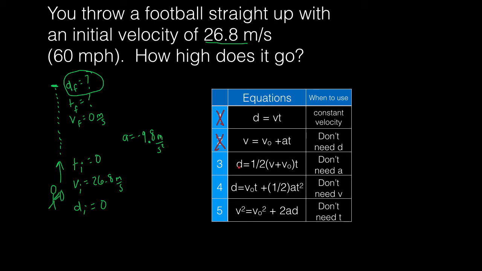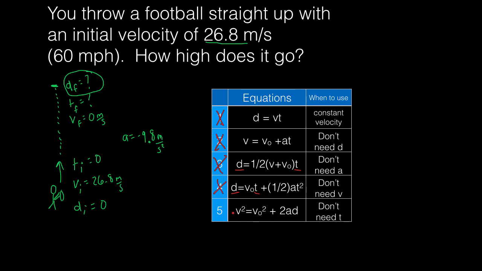Equation number 3 has displacement, a final velocity, which we know, an initial velocity, which we know, but we don't have time. And so there's 2 variables that we don't know, so we cannot use equation number 3. Equation number 4 we can usually use with most of them. Let's see if we can use it. We don't know displacement. We know the initial velocity. We don't know time. So there we go. We have 2 unknowns. We cannot use equation number 4.